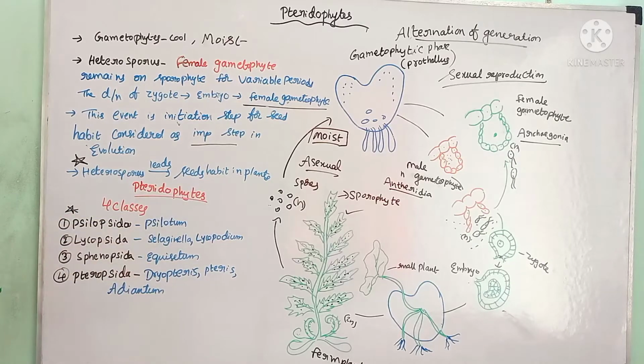Okay, these pteridophytes are again classified into four classes. They are Psilopsida, Lycopsida, Sphenopsida and Pteropsida. What are the four classes?